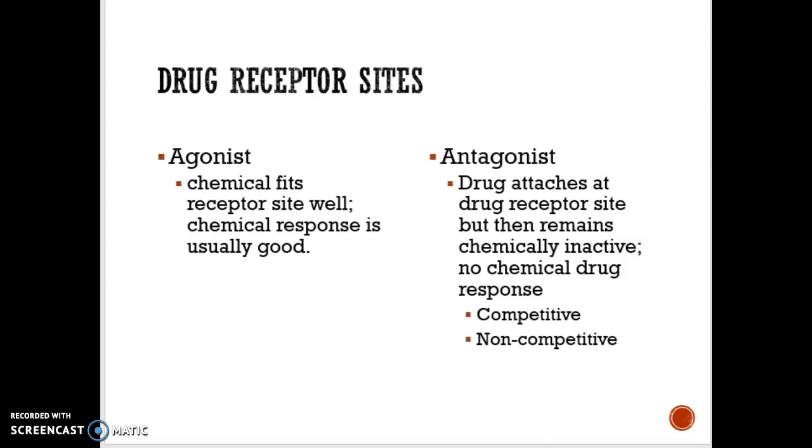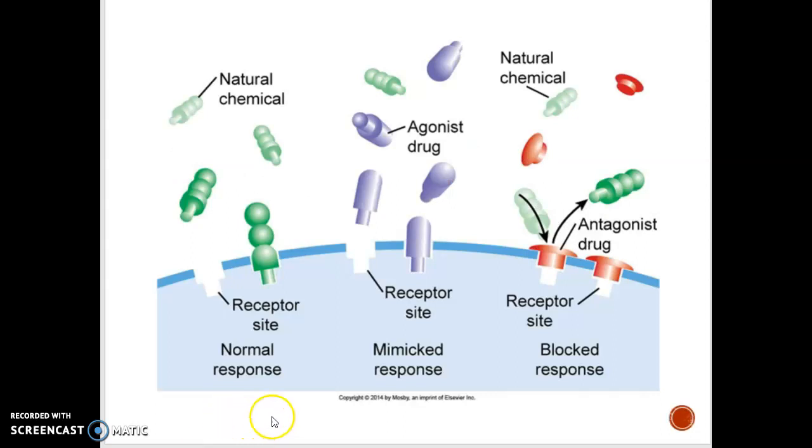So it's sort of like a key and a lock. What you'll see is that when we have the receptor and a natural chemical producing a normal response, there's a very good fit of the key and lock. When we have an agonist drug, we get a mimicked response. The key fits well into the lock, but the drug isn't exactly identical to the natural chemical. With an antagonist drug, what you see is the receptor site is blocked from eliciting a response.